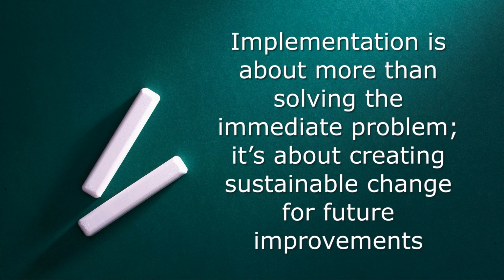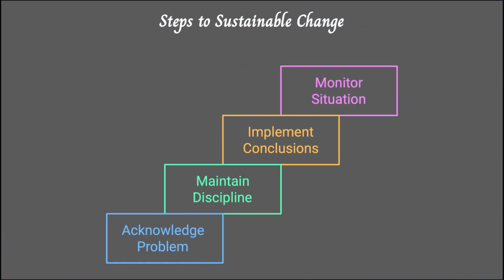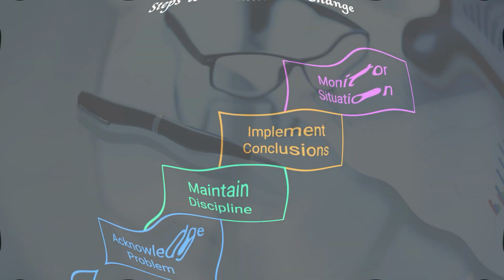The fourth step is where plans and strategies are put into action. Implementation is about more than solving the immediate problem. It's about creating sustainable change for future improvements. Implementation requires 1. Acknowledge the problem, silo, or situation. 2. Discipline must be maintained throughout the process. 3. Implementation of the conclusions. And 4. A dashboard to monitor the situation.